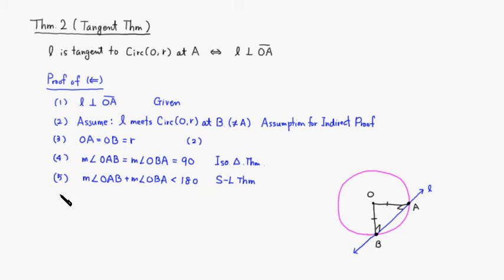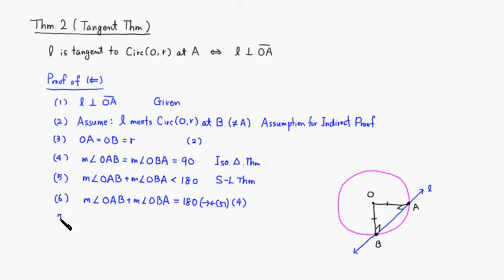Then 6, we know that since the measure of angle OAB is 90 and the measure of angle OBA is 90, the sum of the measures of angle OAB and angle OBA is actually equal to 180 according to line 4, which is a contradiction. So this contradicts line 5. We found the contradiction, so therefore what we assumed here is wrong.